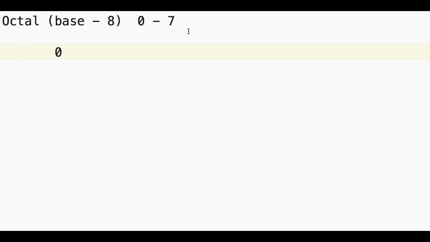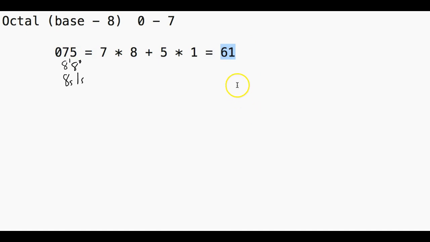Say I've got 075 in octal. To show that it's octal, we put a leading 0 in front of it. So 75 in octal, what is that going to be in decimal? Let's do the same thing we've done before. This is our ones place because this is 8 to the 0, and this is 8 to the 1, so our ones place and our eights place. I have 7 eights plus 5 ones. So 56 and 5 is 61. So 75 in octal is 61 in decimal.